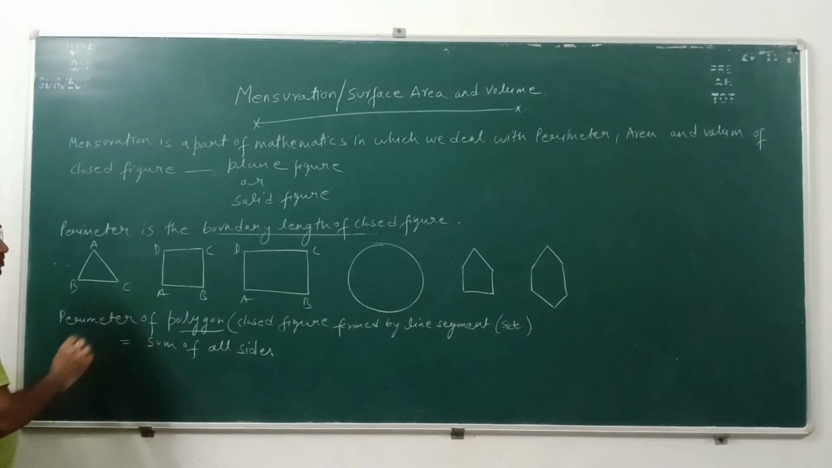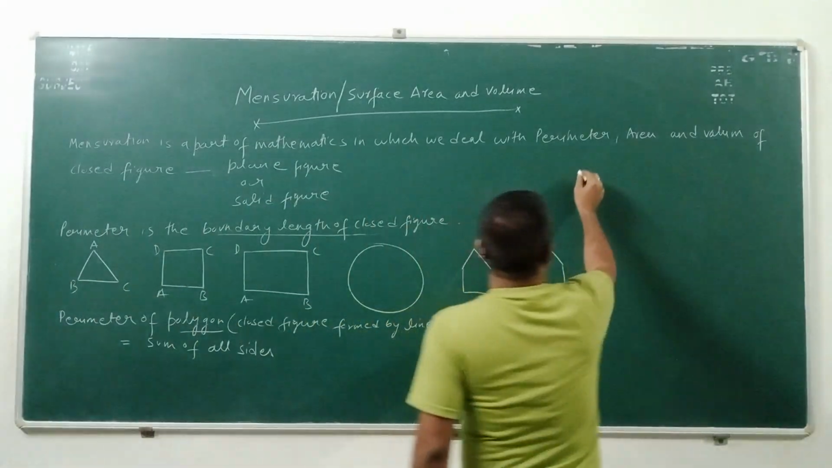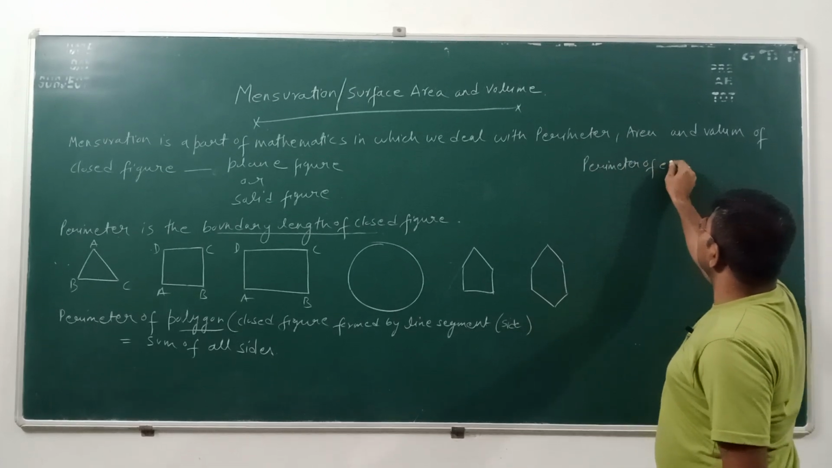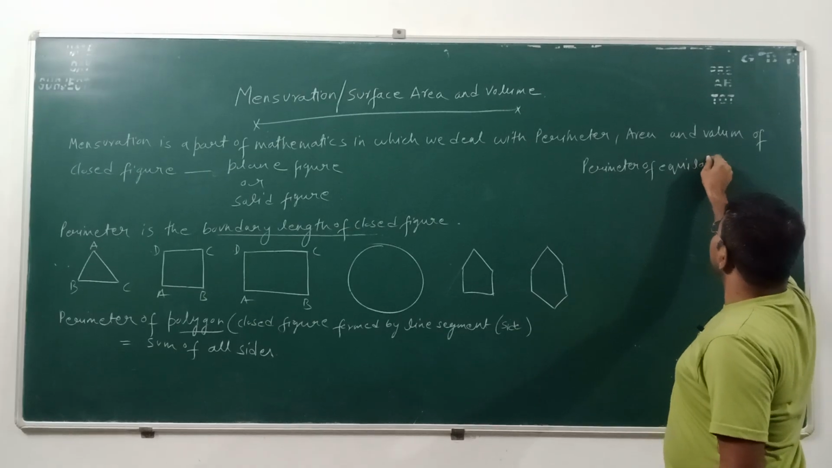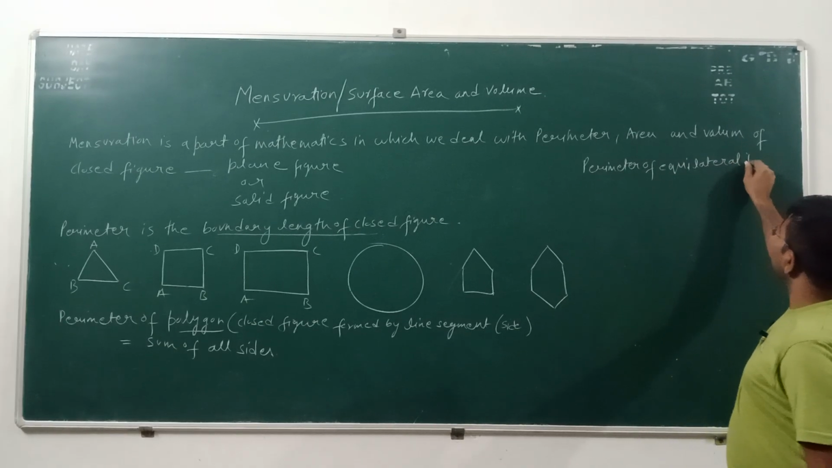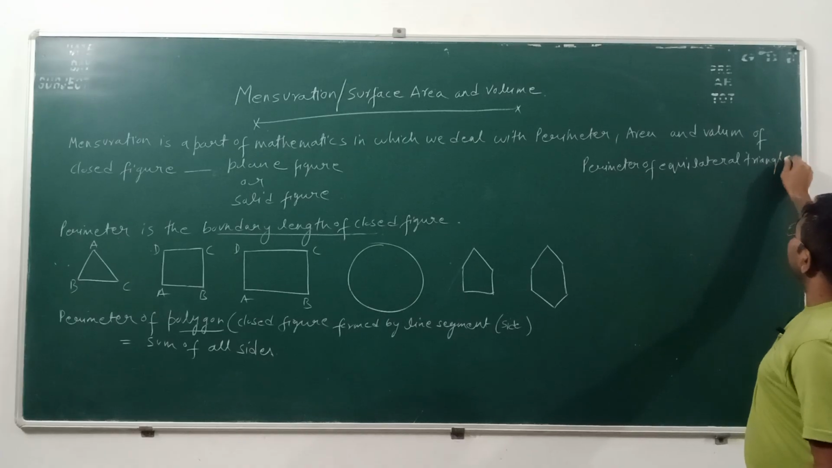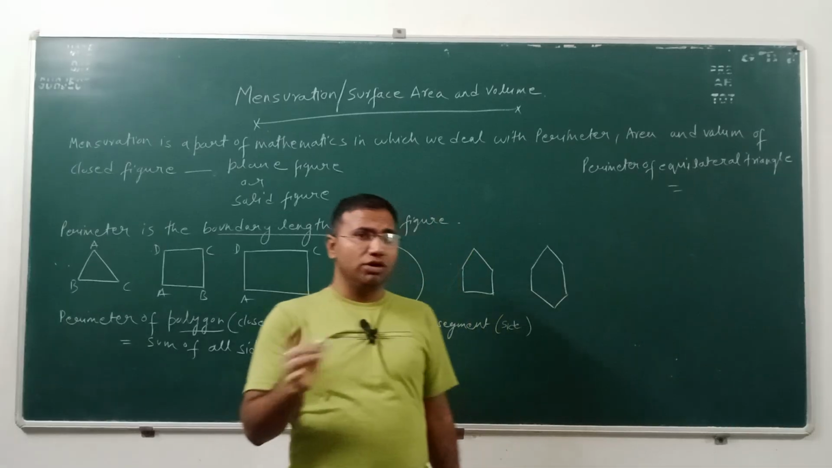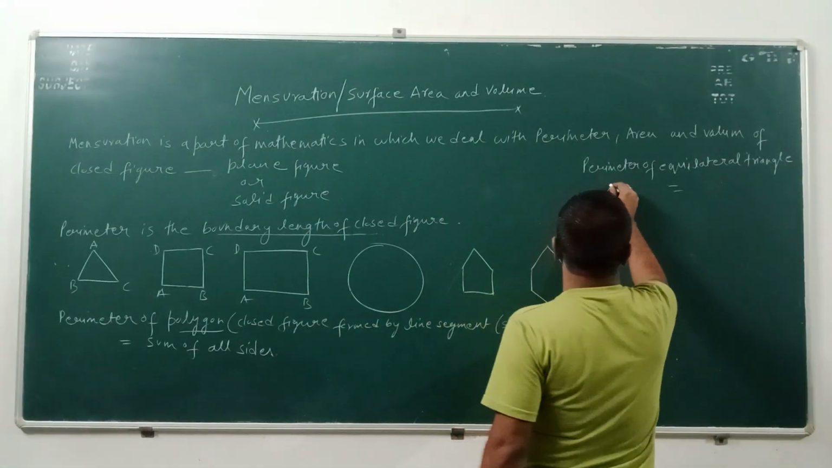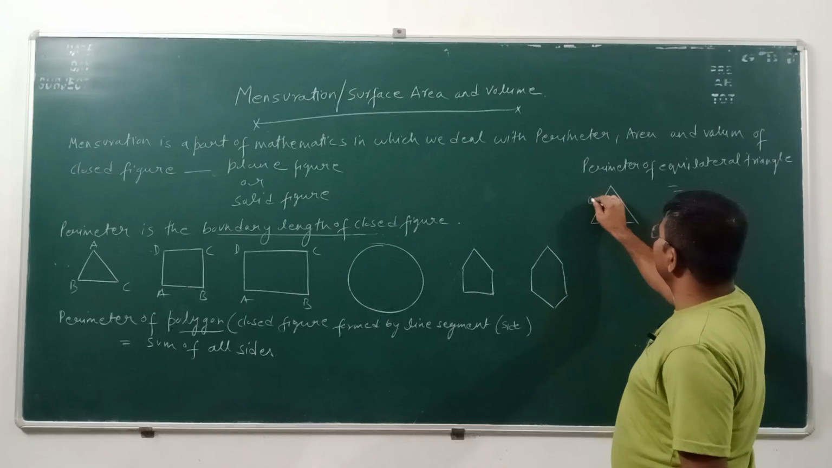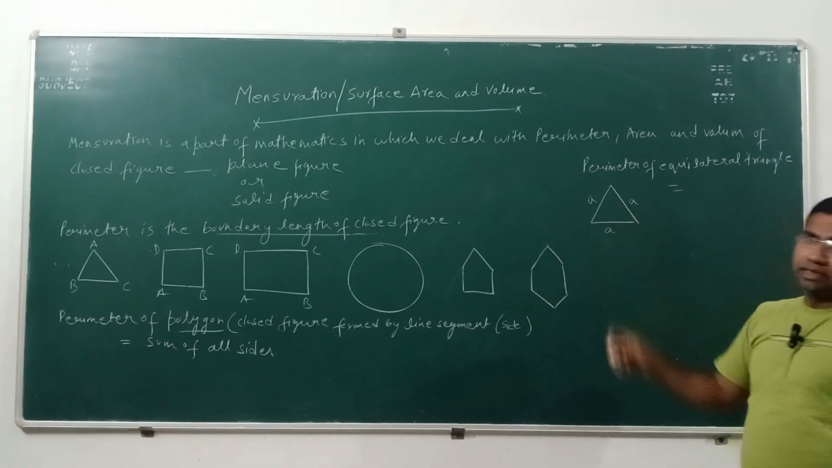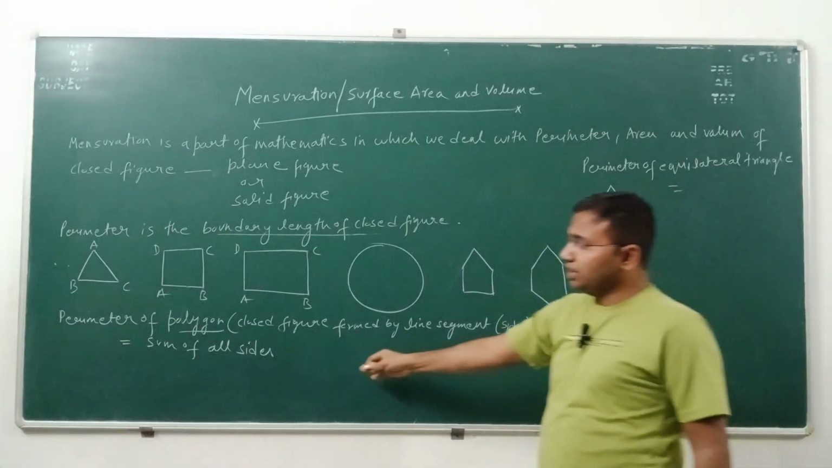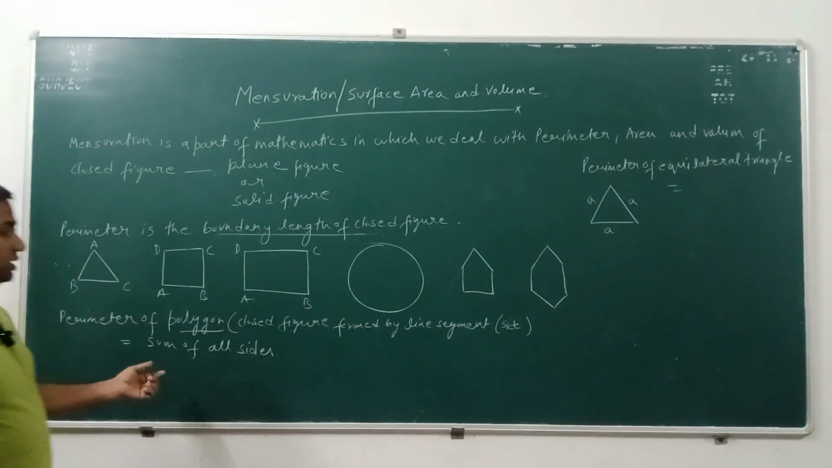Now here we will talk about the perimeter of an equilateral triangle. As you know, an equilateral triangle is a triangle in which all sides are equal. Suppose it is a triangle whose sides are given as a centimeter, okay, means a unit is there. Then how will you calculate? Here what we had learned: perimeter of a polygon is defined as the sum of all sides.